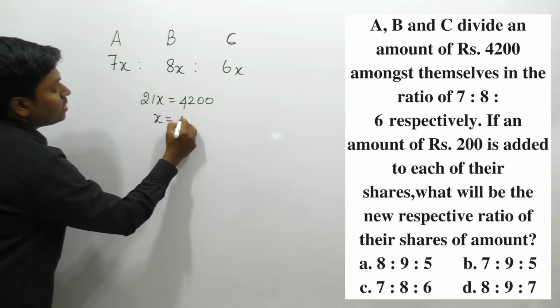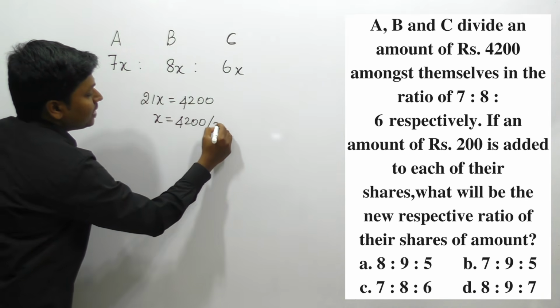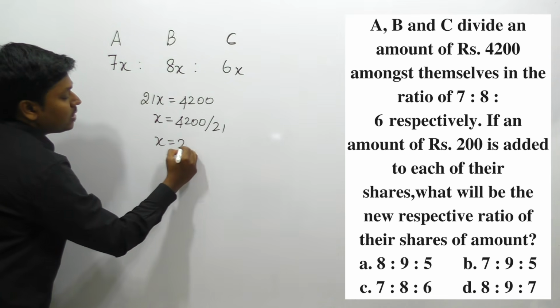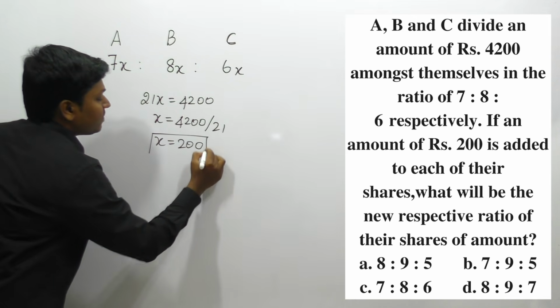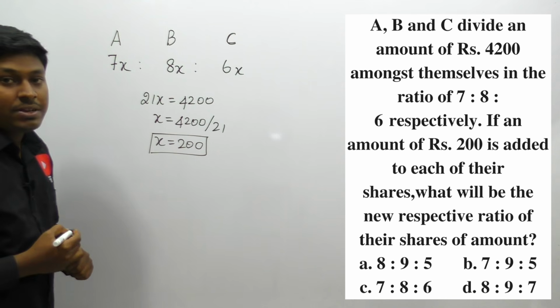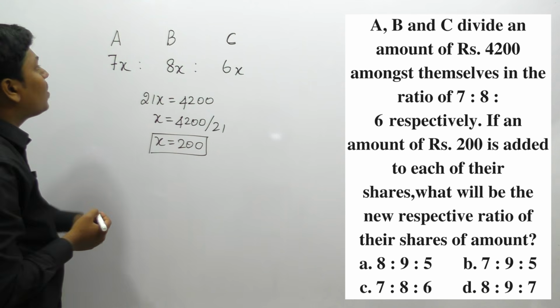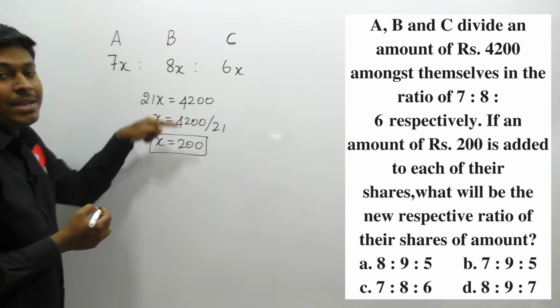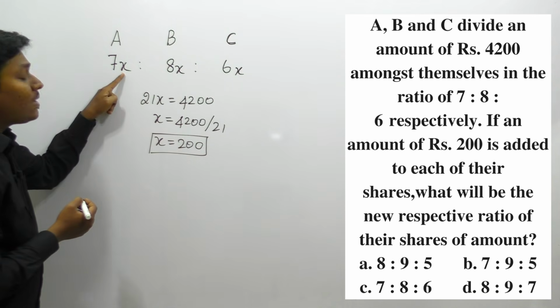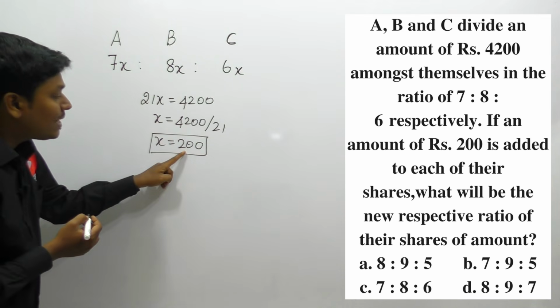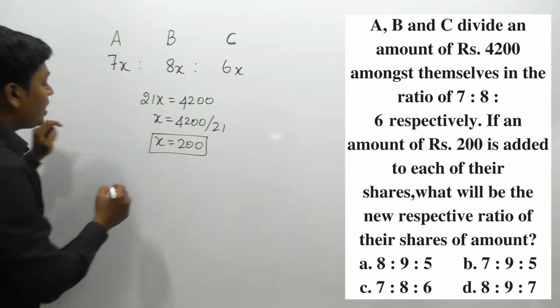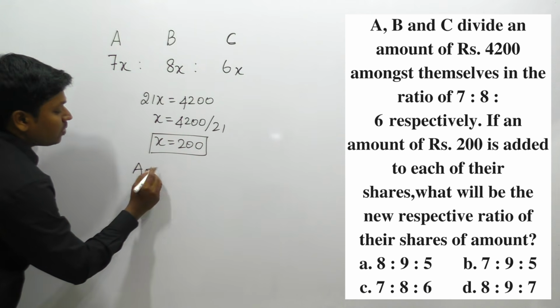So we can say that 21x is equal to 4,200. So x is equal to 4,200 divided by 21, so x is equal to 200. Finally we got the value of x is equal to 200. Now we need to find the share of A, B and C. We know that share of A will be 7x, so 7 into 200, A will be 1,400.